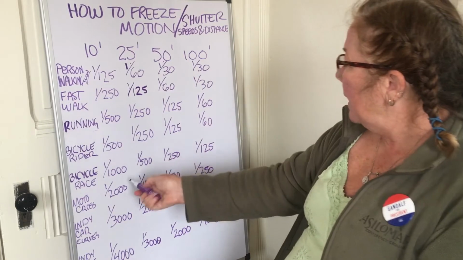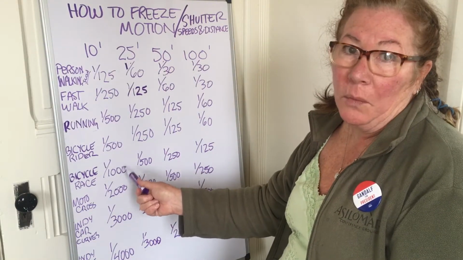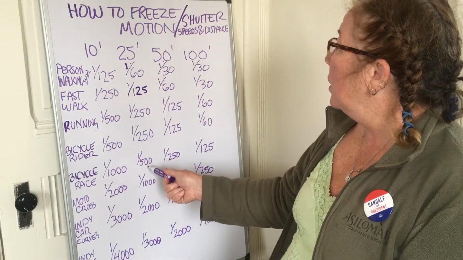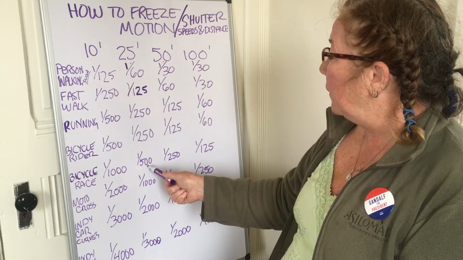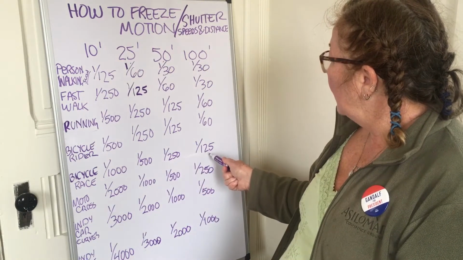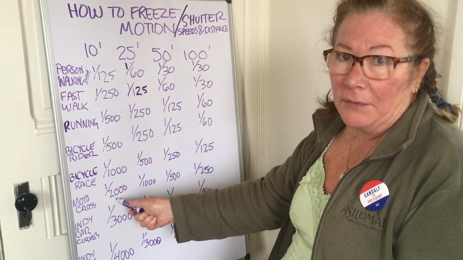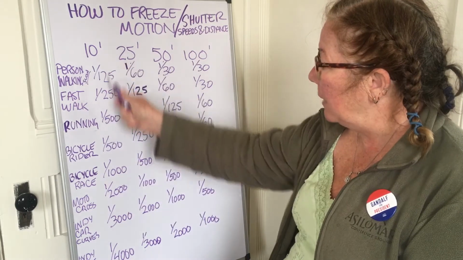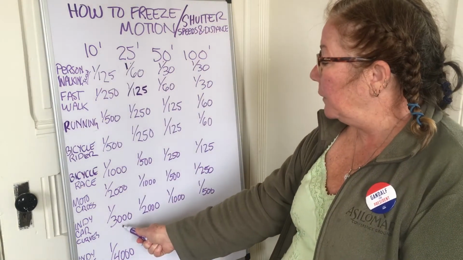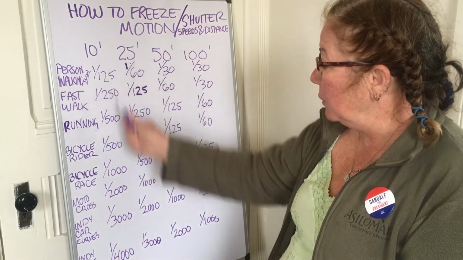Okay. In a race, it's going to be a little different. A bicycle race, if you're 10 feet away, you're going to want your shutter speed at 1/1000th of a second. The same for 25 feet away, you'll be using 1/500th. 50 feet, 1/250. And 100 feet, 1/125th. Motocross, you'd have to start at 1/2000th of a second to freeze motion when you're 10 feet away. An Indy car race with curves, you'd have to start with 1/3000th of a second if you're 10 feet away.